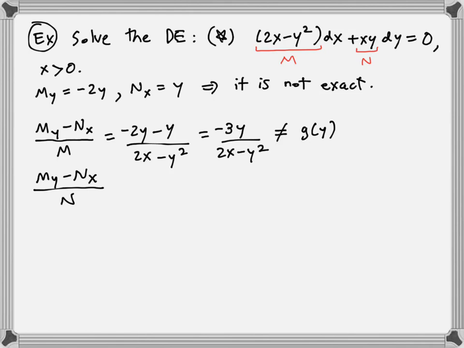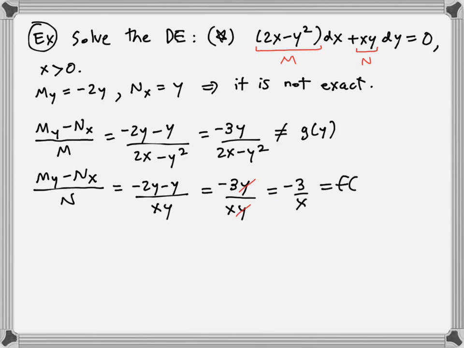Okay, so let's see what the other one is. What's My minus Nx divided by N? Okay, so this would be negative 2y minus y divided by xy. This is looking promising. Negative 3y over xy, and these cancel, and we're left with negative 3 over x, which is equal to a function of x. What does that mean? This means that we have an integrating factor for star.